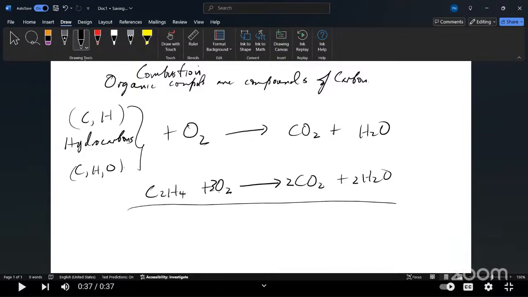So that's basically what you need to do in order to balance a combustion reaction. If you know what the organic compound is, all you have to do is start with the organic compound plus oxygen on the left side of the equation, draw your arrow, and then put carbon dioxide and water on the right side. And that's basically it, right? As far as combustion reactions are concerned. Okay, so with that said, that is it.